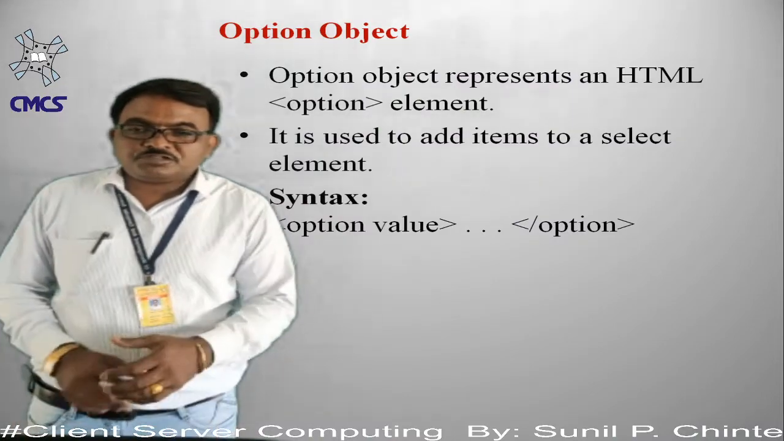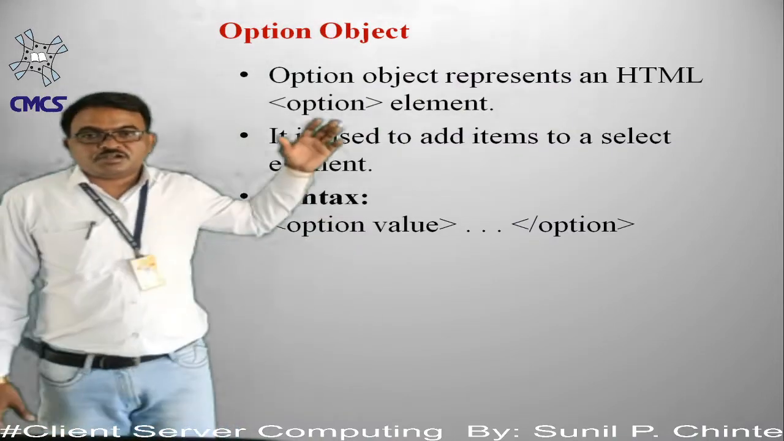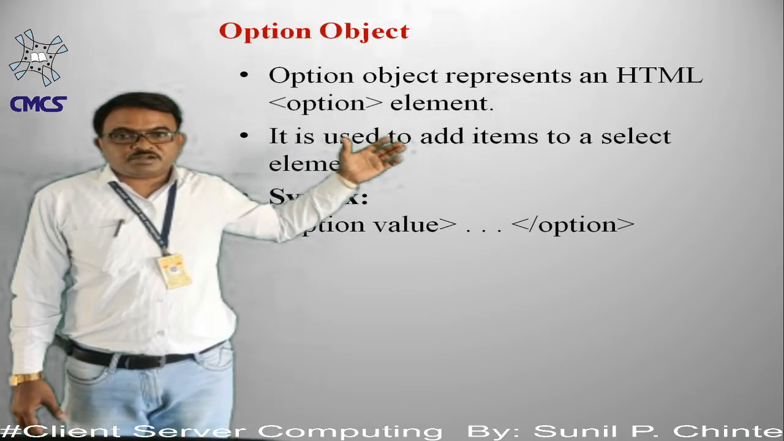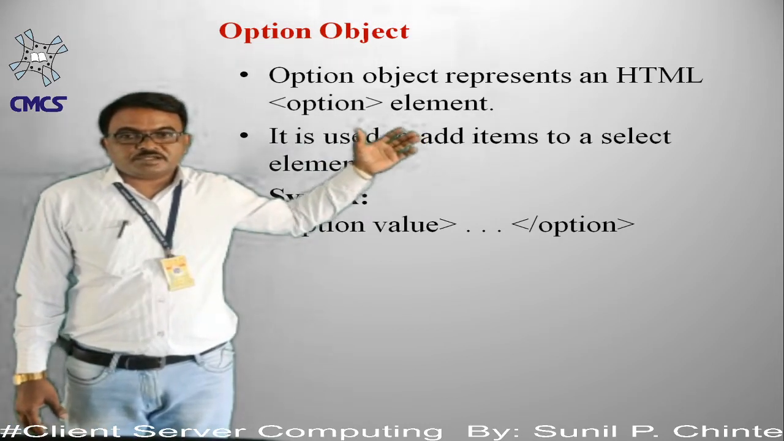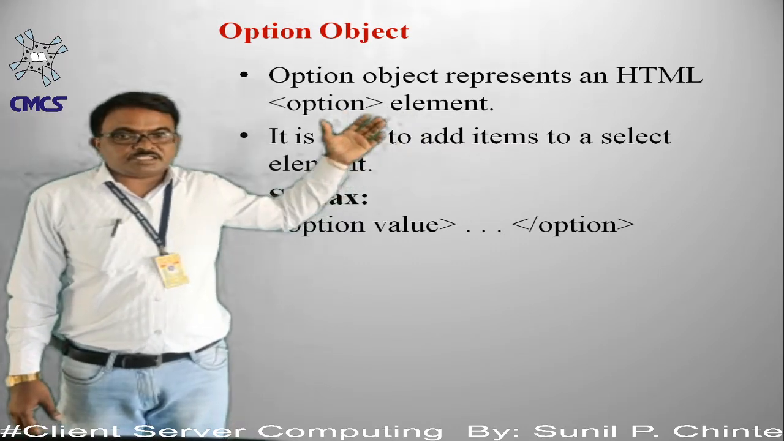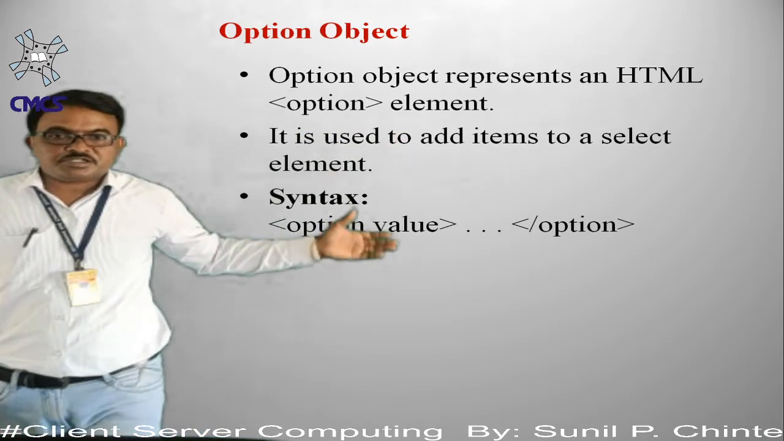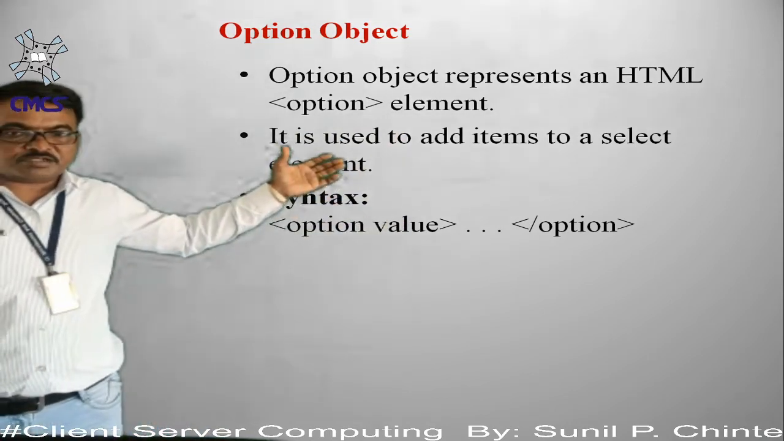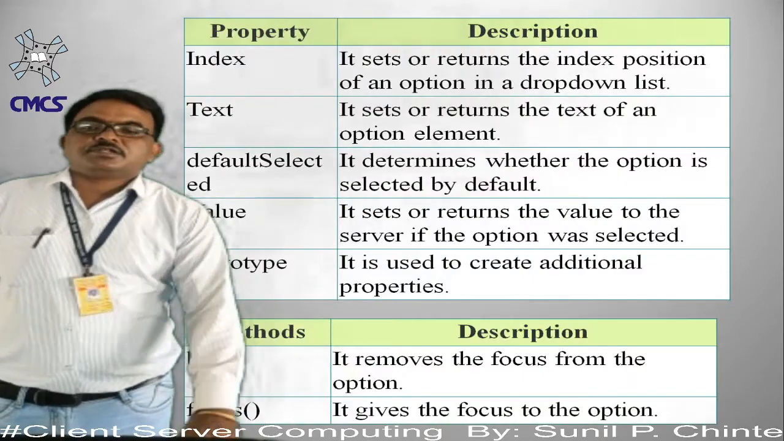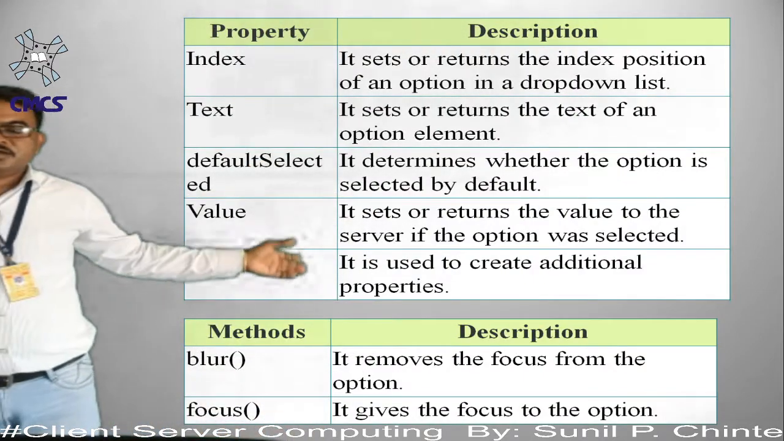Now we have to move to another object, which is called the option object. The Option object represents an HTML option element. Okay, meaning the option object is used to represent HTML option elements. It is used to add items to select elements. Okay, let's see the properties and the methods.